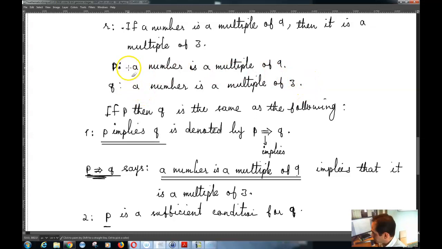So if P then Q, you can also understand it in the form P only if Q, meaning that a number is a multiple of 9 only if the number is a multiple of 3. And that's actually true. If a number is not a multiple of 3, it cannot be a multiple of 9. The number first has to be a multiple of 3, and then another 3, and then those two 3's are multiplied together. That gives you a 9, right? So that's another way of understanding it. P only if Q.